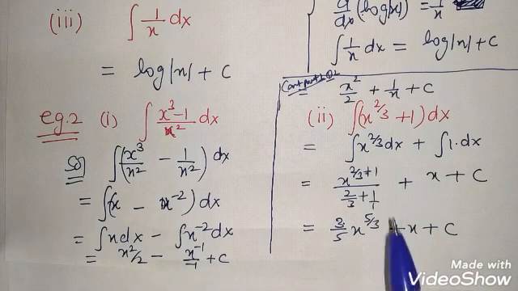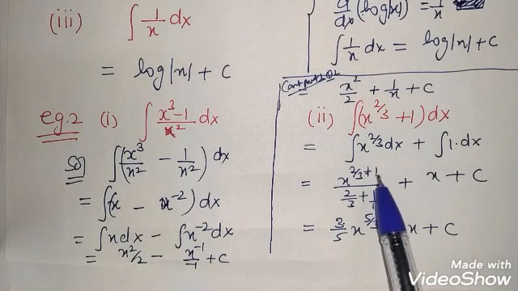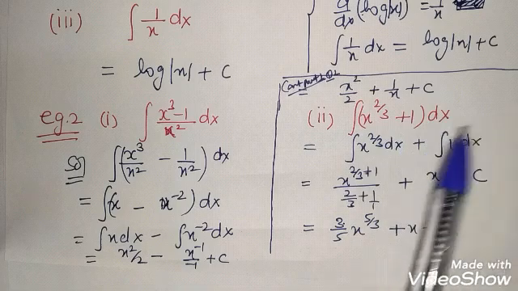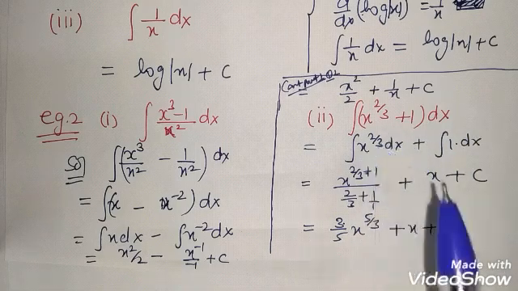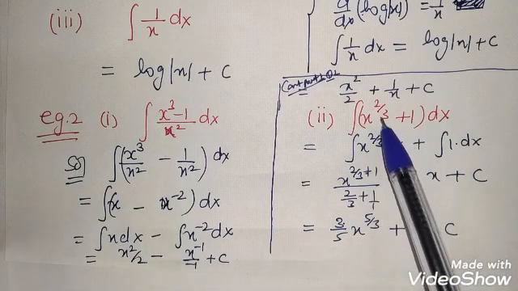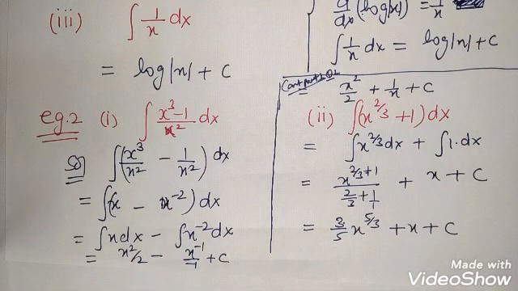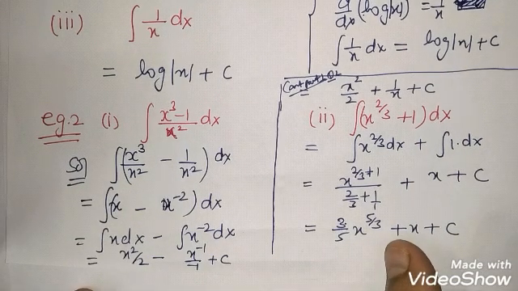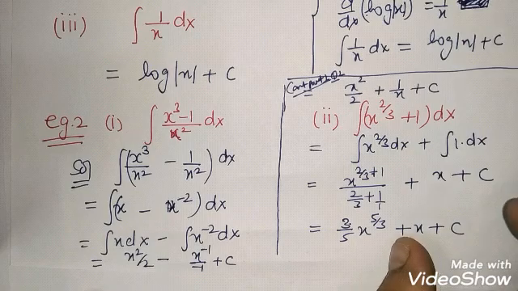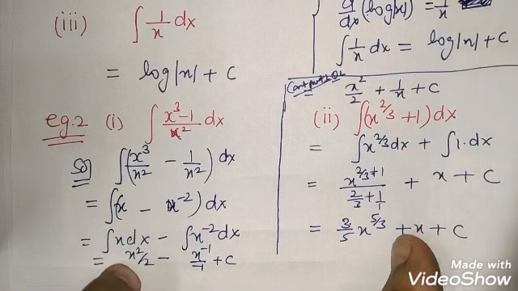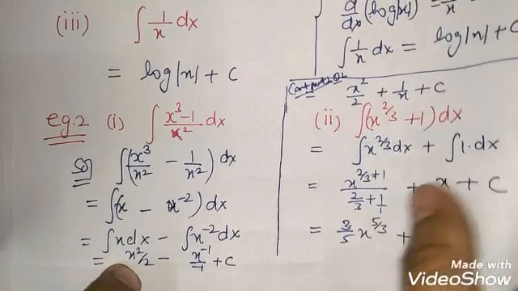Okay. X to the power 2 by 3 plus 1 is 2 by 3 plus 1. In NCERT this is 3 by 2. You can write 3 by 2 over here. It is 3 by 2 in NCERT, I am writing 2 by 3. So no need to worry. You have to use the formula basically. In the next question, NCERT example number 2 part number 3.